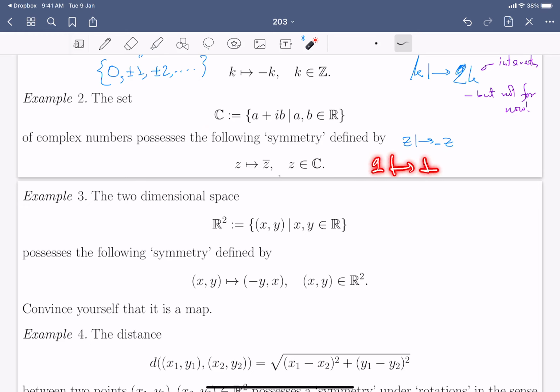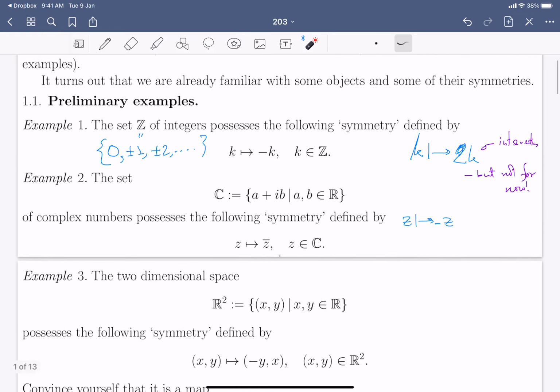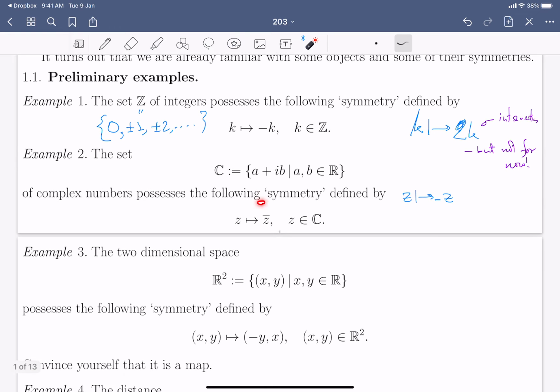So 1 goes to 1 under this map, and 1 doesn't go to 1 under this map. If you're really interested in that condition, that 1 goes to 1, then you will not be interested in this symmetry. As you see, depending on what kind of symmetry you are interested in, you will focus on certain maps and not on some other class of maps.